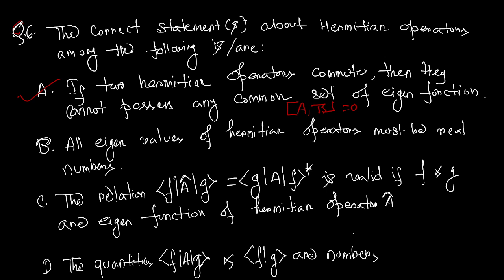Now, all the eigenvalues of a Hermitian operator must be real numbers. Take the example of the Hamiltonian operator, which is Hermitian. It gives energy, and energy can be measured, so it's a real number. So this option is correct.